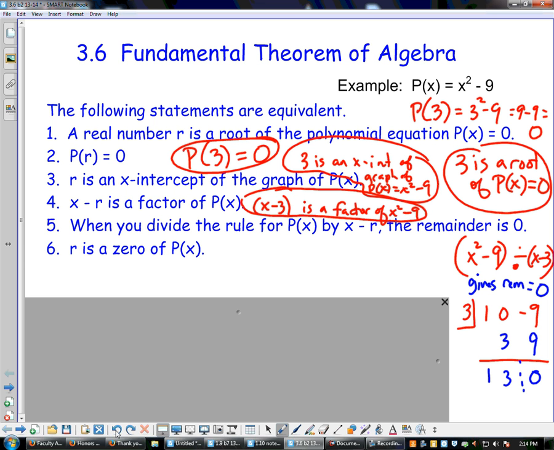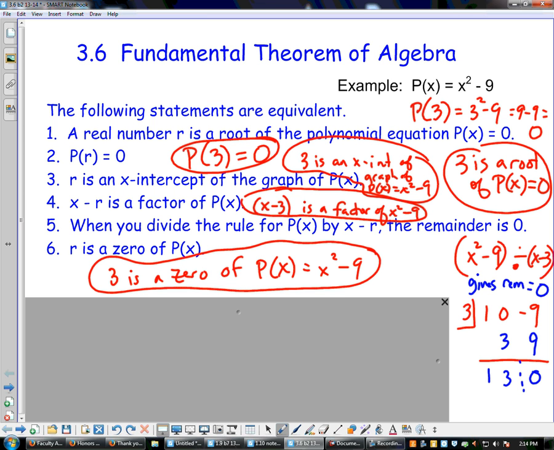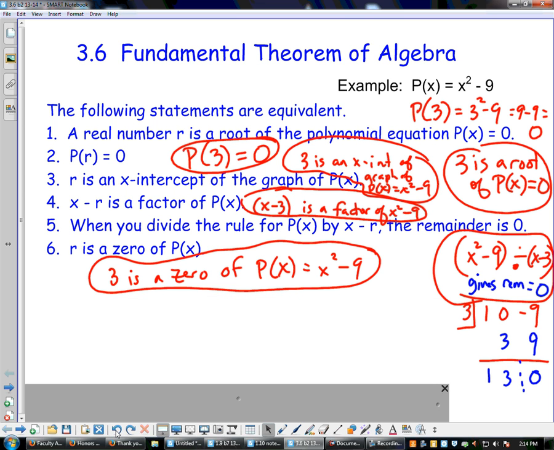And the last equivalent statement is that r is a 0 of p of x. So we could write 3 is a 0 of p of x equaling x squared minus 9. So all of these statements that I have circled are all equivalent statements. Hopefully this is tying up some ideas together. We're connecting the ideas of roots of an equation, zeros of a polynomial, x-intercepts of a graph, factors of a polynomial, and so forth, tying them all together.